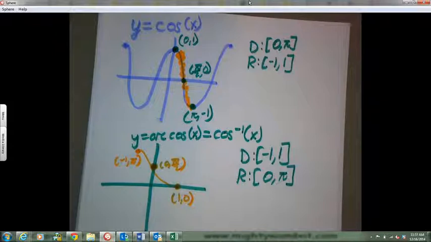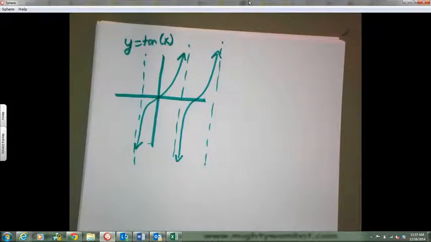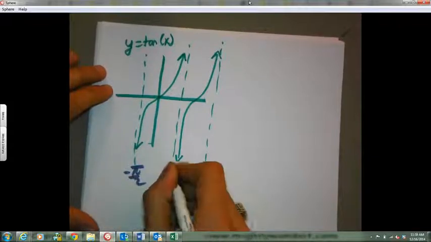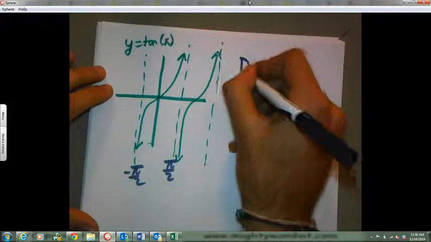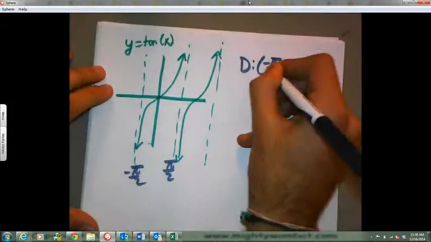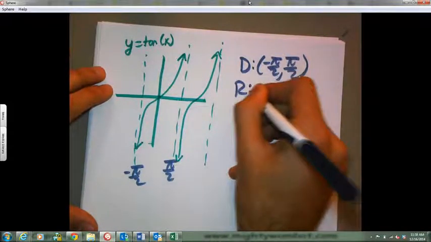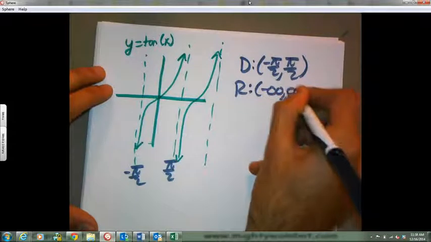So here's what we're thinking about with the tangent graph. Again, there are many more branches. I'm going to stop because we only care about one specific branch. Please note the domain for tangent has parentheses. Understand why. If you don't, now's a great time to ask. Please note the range for tangent is all real numbers. Please understand why.